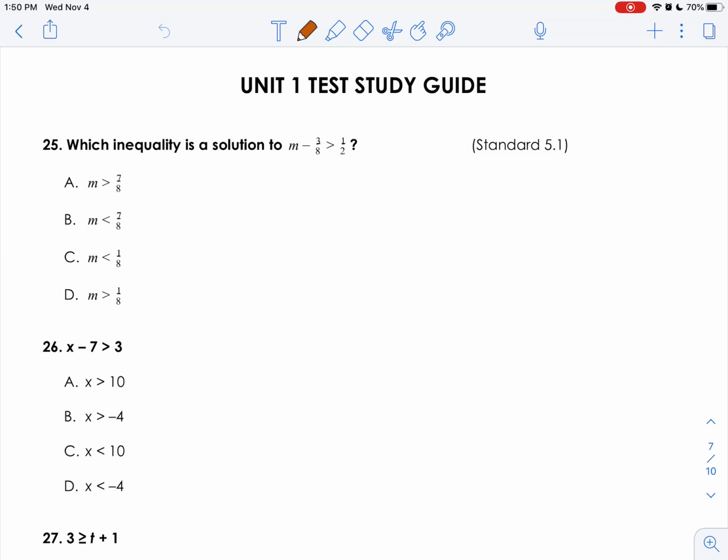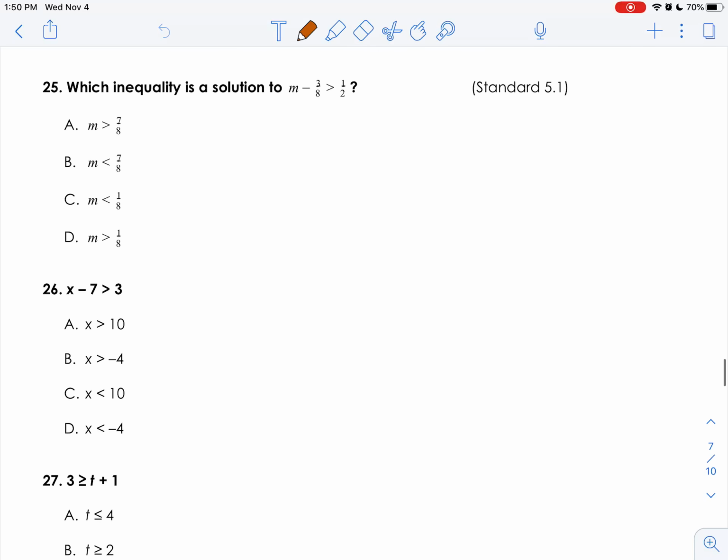In this next section, we're going to solve some simple inequalities. Remember, inequalities are solved just like equations using the idea of inverse operations, so the idea that addition and subtraction undo each other, and multiplication and division undo each other, and the golden rule of algebra: what I do to one side, I must do to the other.